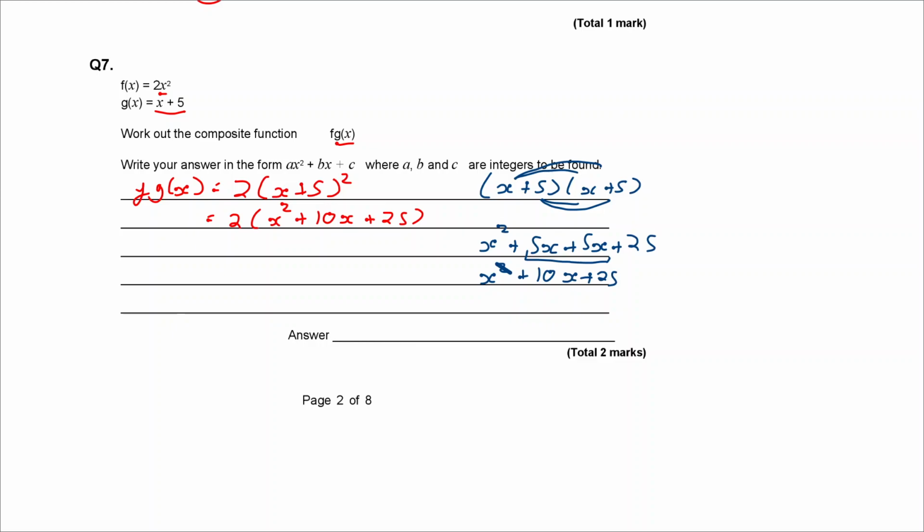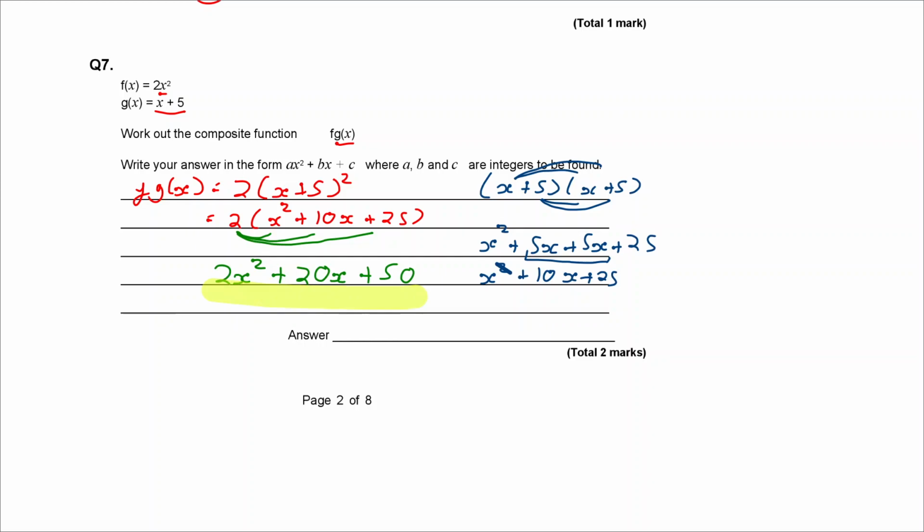I've now got this 2. I'm going to multiply it by every single term within the bracket. So that's going to go to 2 times x squared is 2x squared. 2 times 10x is 20x. And 2 times 25 is positive 50. And you can see now you've got it in the correct form. You've got a number x squared, where that number is 2, plus a number x, where that number is 20, plus a number which is 50. So A, B, and C are whole numbers, 2, 20, and 50. There you go. This is in quadratic form. You've got a square, and this is going to be the answer.